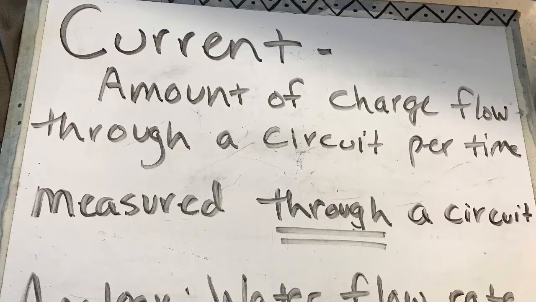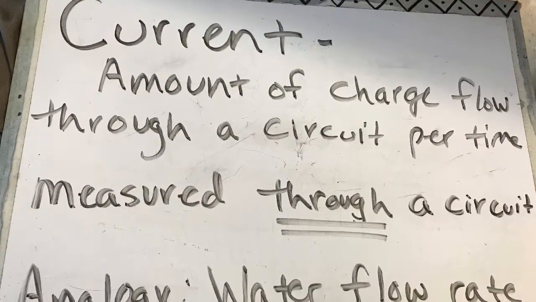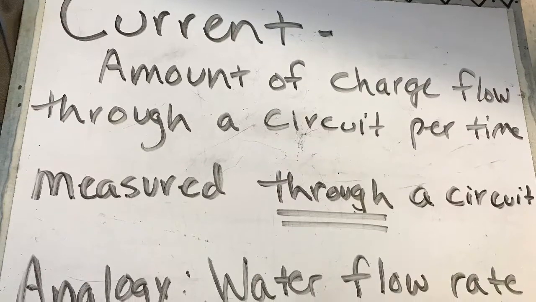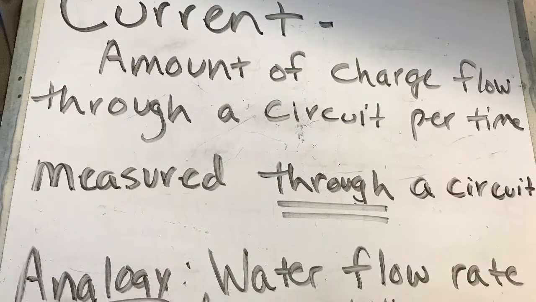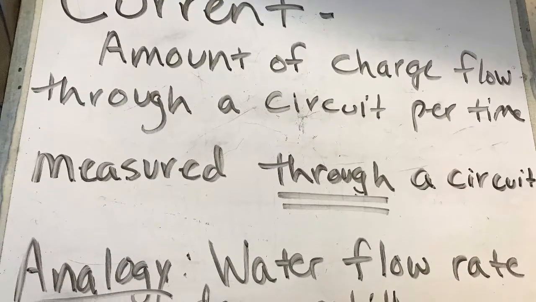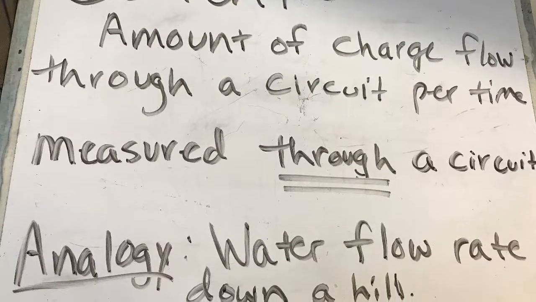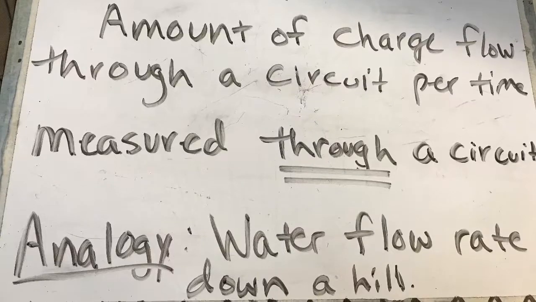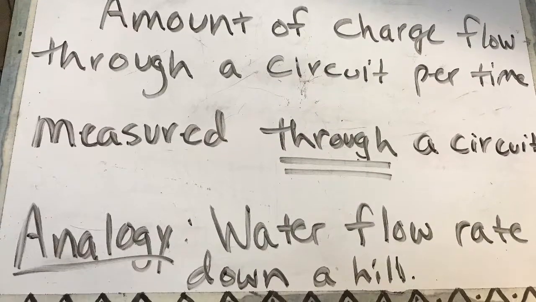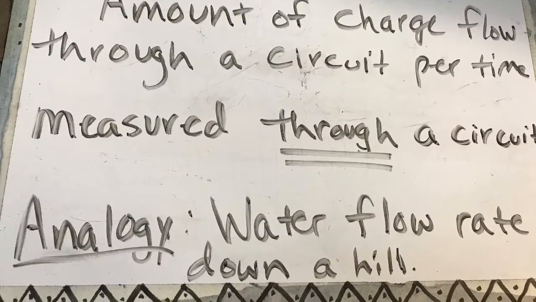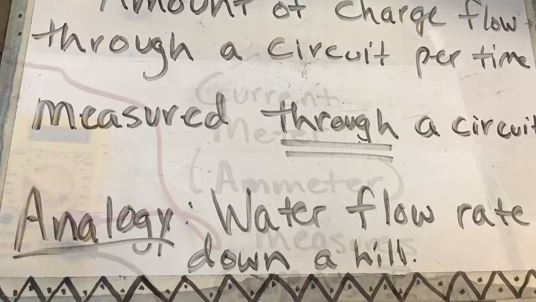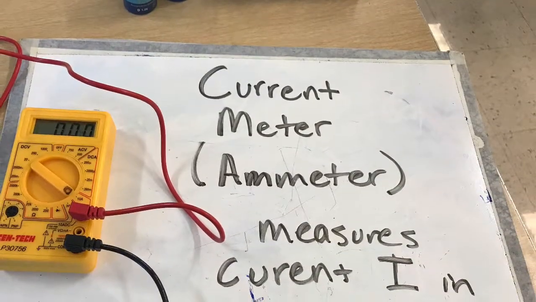And the next thing that you have to have down is current. Current is the amount of charge flow through a circuit per time, and it's measured through a circuit, not across like voltage. So that's actually how much charge is flowing through per time. And the analogy there, it's like water flow rate. So the amount of water rushing through a river, whereas the voltage is more like the steepness of the hill that the water's rushing down.